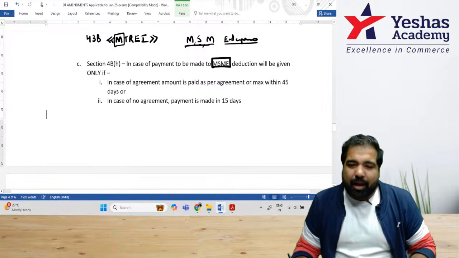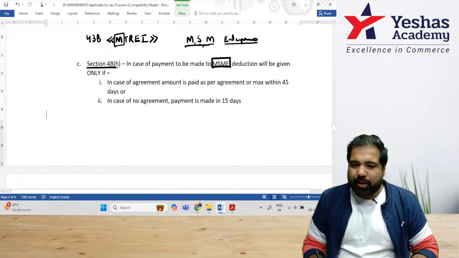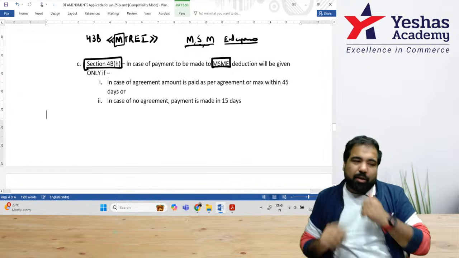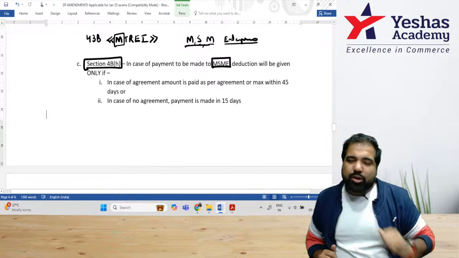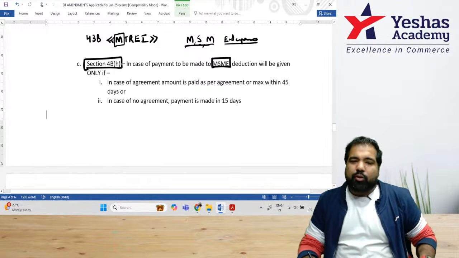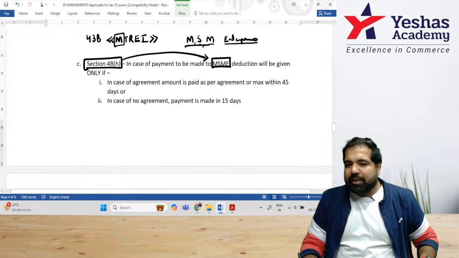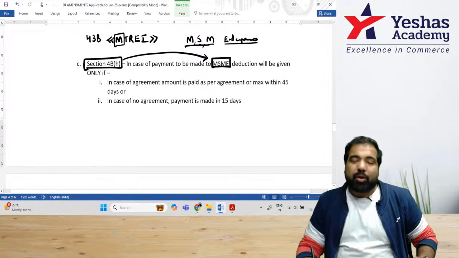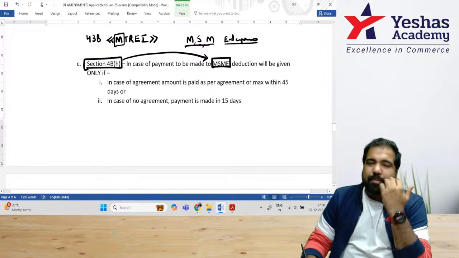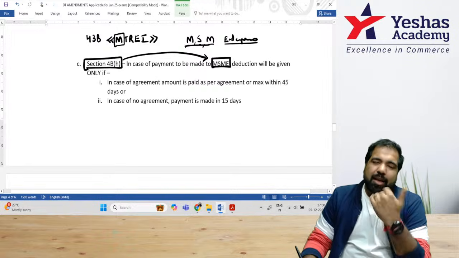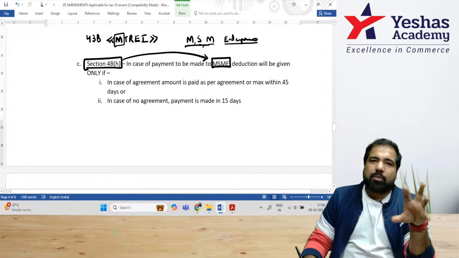Guys, they are very happy with this, and hence the section is 43BH. Remember this because this can come in the exam, and this has already come in the exam. I'll show you how. Now, when you are going to pay to an MSME, they said that we will give you a deduction, but only when you pay. Example, let's say a micro enterprise came up to me and said that, listen, we will do some service for you.